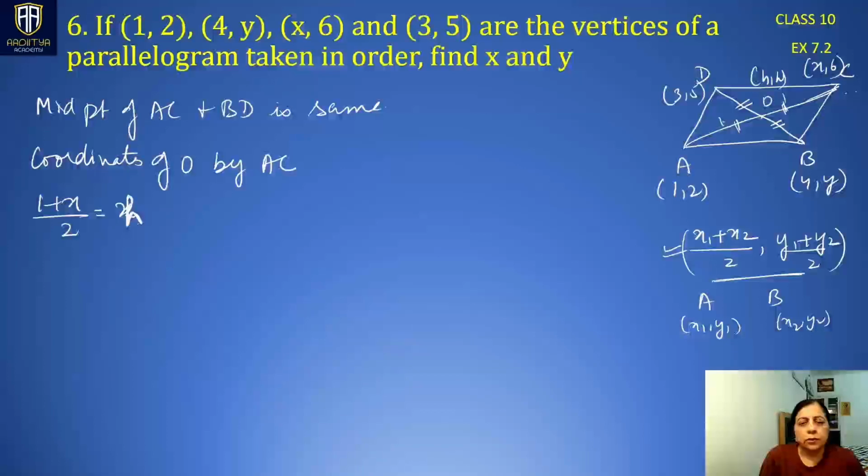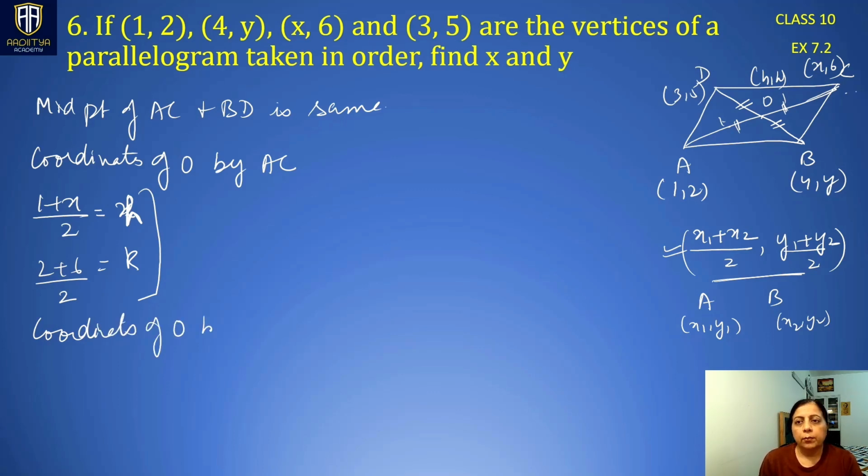Since x has been used, I am writing the coordinates of O as h comma k. This is (1 plus x) by 2, and k becomes (2 plus 6) by 2. Right? So according to AC, the midpoint O becomes this, h comma k. Now the coordinates of O by BD. Since O is the midpoint of BD, so we have the coordinates of O by BD.